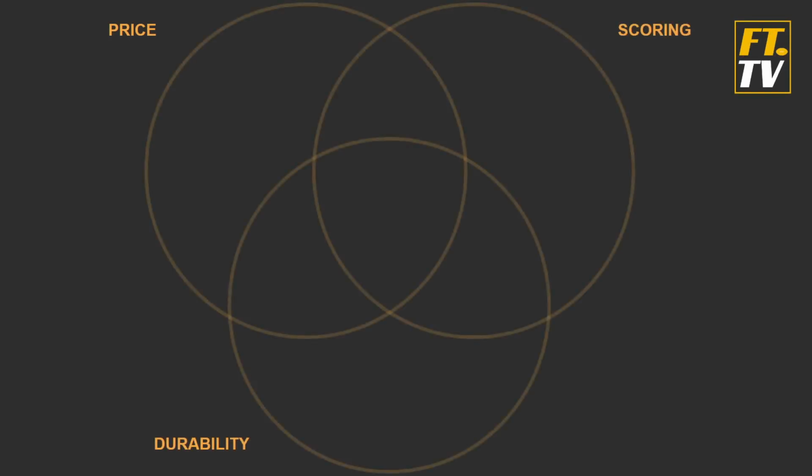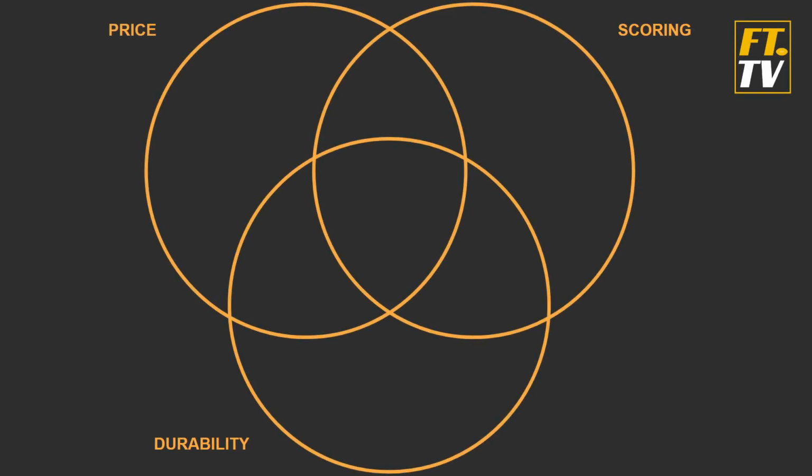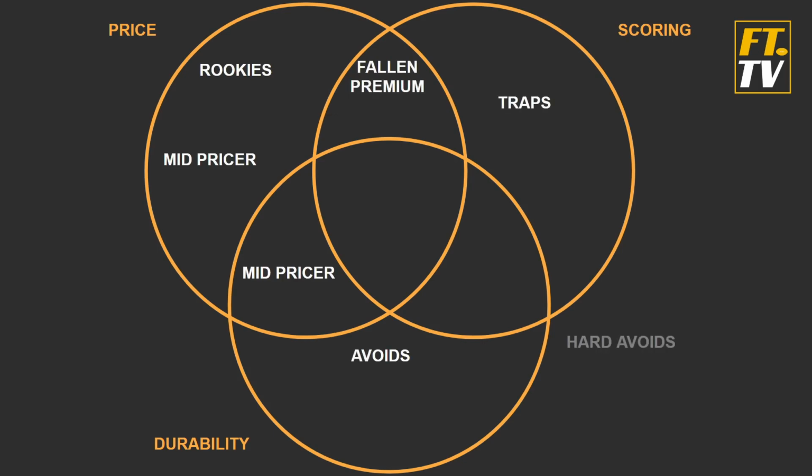So to recap, a player's price, scoring, and durability history gives us their initial classification from rookie all the way through to our locks. We then assess their scoring potential and durability history against their current price and make a judgment call to move them closer or further away from being a lock. The players we are locking away generally represent the best value for our teams.